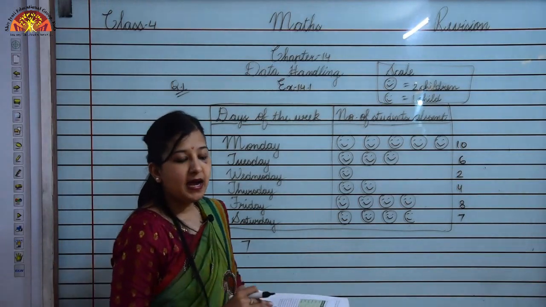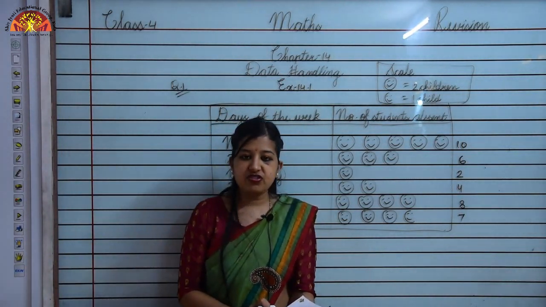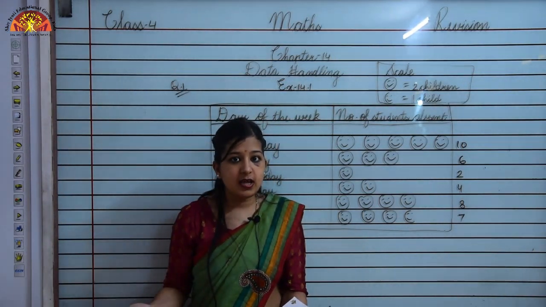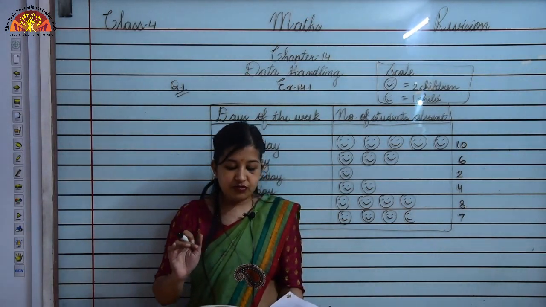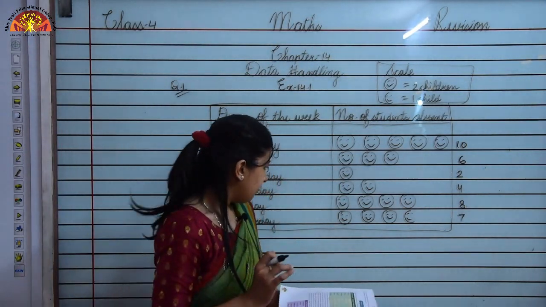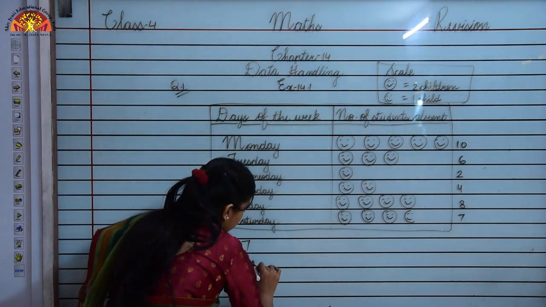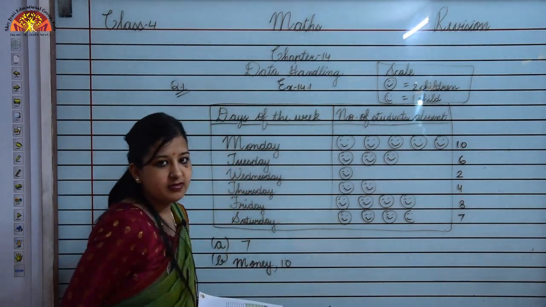Now B part of question number 1 is, on which day were the maximum number of children absent? It means सबसे ज़्यादा कौन से दिन बच्चे absent थे. So on Monday the maximum number of children were absent. Fine, on Monday, and write their number also. So on Monday 10 students were absent.